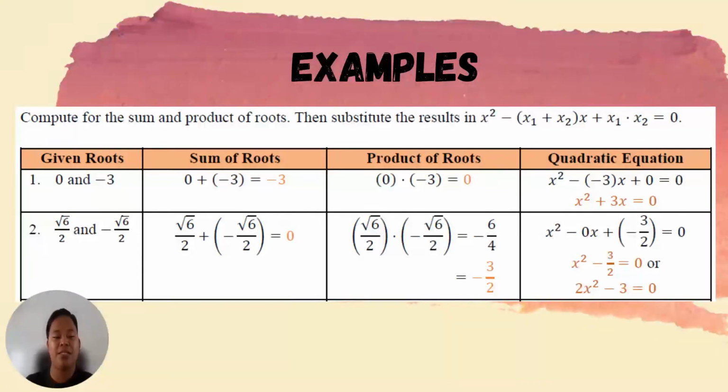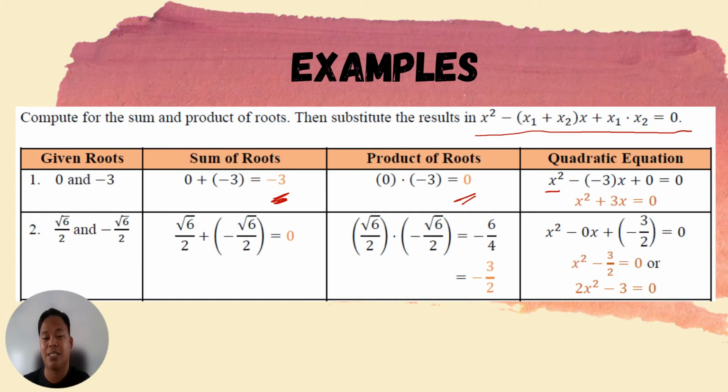We have the given roots, 0 and negative 3. So, if we're going to add, 0 plus negative 3 is equal to negative 3. 0 times negative 3 is equal to 0. And substitute po natin dito sa equation na ito yung ating sum and product. x squared minus the sum, which is equal to negative 3. And the product is equal to 0. Simplifying po, we have now the quadratic equation x squared plus 3x is equal to 0.